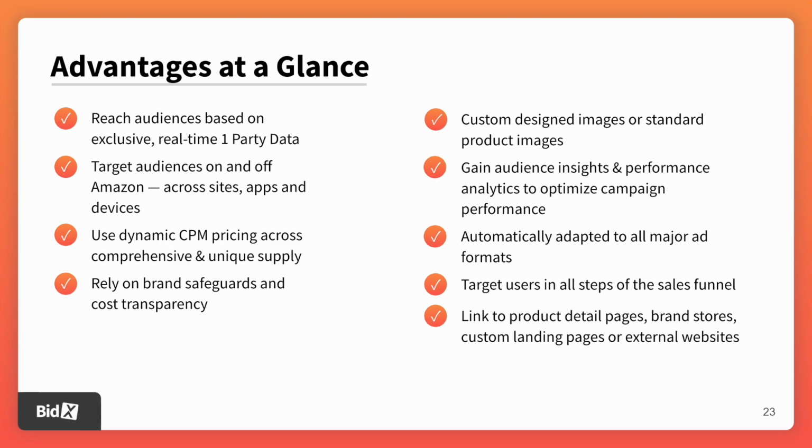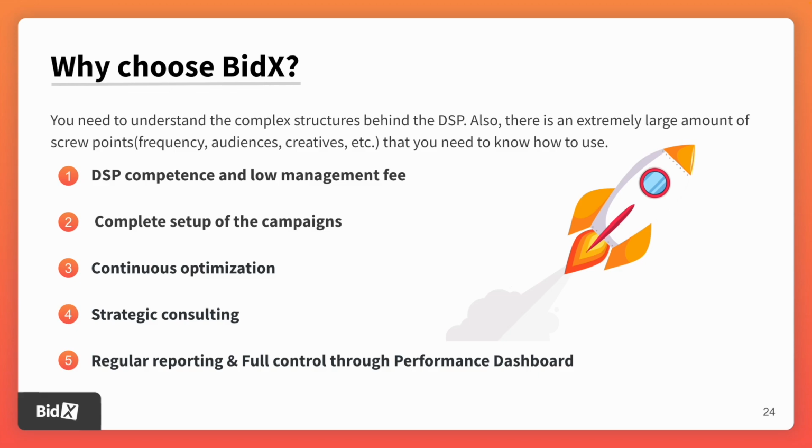Also, you can use custom designed images, but also standard product images. You can gain audience insights and performance analytics to optimize campaign performance. You can automatically adapt to all major ad formats. You can target users in all steps of the sales funnel, which we saw, and you can link to different places like your product detail page, but also external websites. So as you can see, we have a lot of possibilities and advantages with DSP.